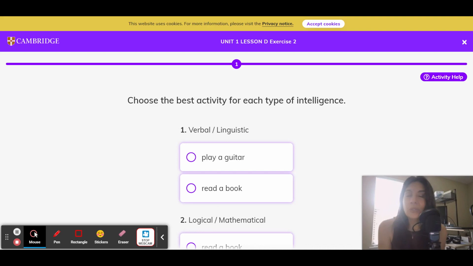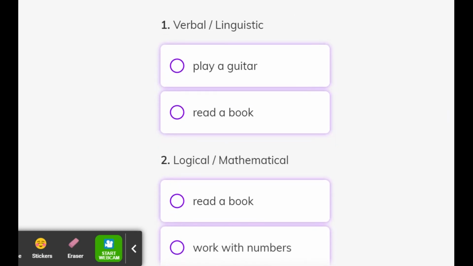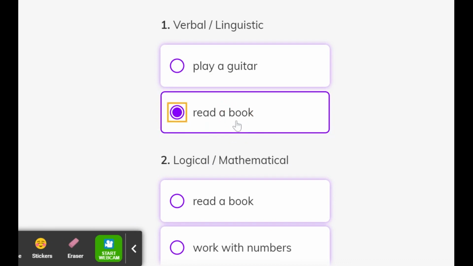This comes from CambridgeOne.org, and this is the Level 4 Student Digital Workbook. Number 1, verbal linguistic. Play guitar, read a book. Read a book.